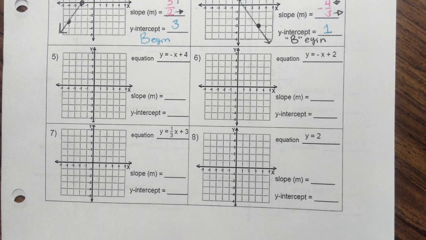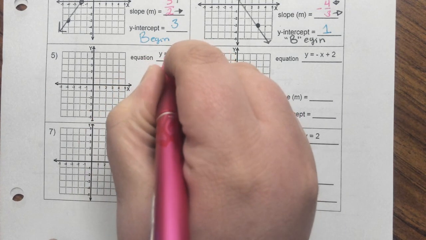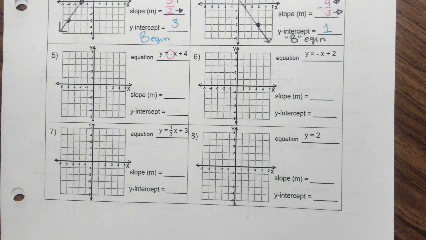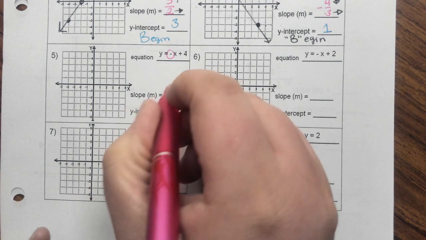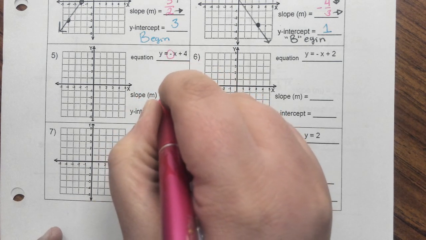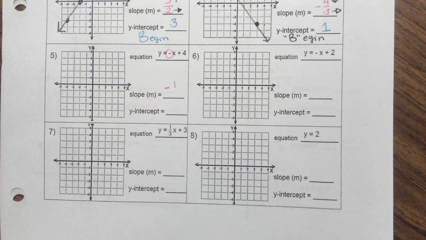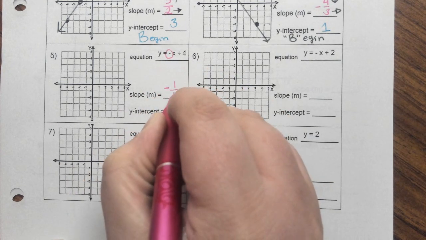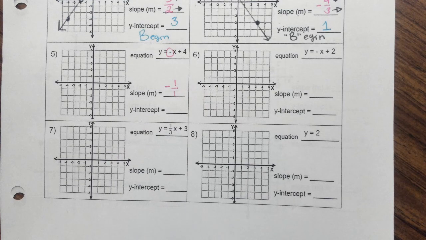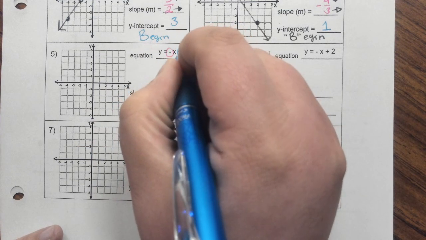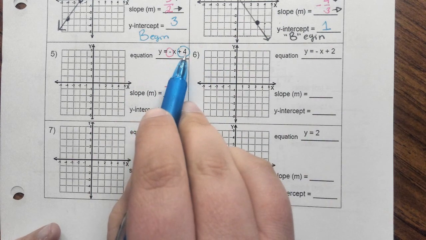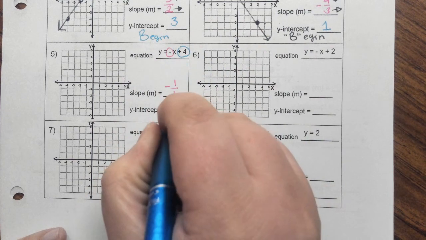Okay. Looking at example number 5, I want to know the slope and the y-intercept. The slope is whatever number is in front of x. There's not a number in front of x that I can see, but I know that there's an invisible 1 there. Now that's a negative, so the slope is negative 1. That's a whole number, so it has a denominator of 1 as well. And then the y-intercept is the constant and the sign in front of it. So the y-intercept here is 4.